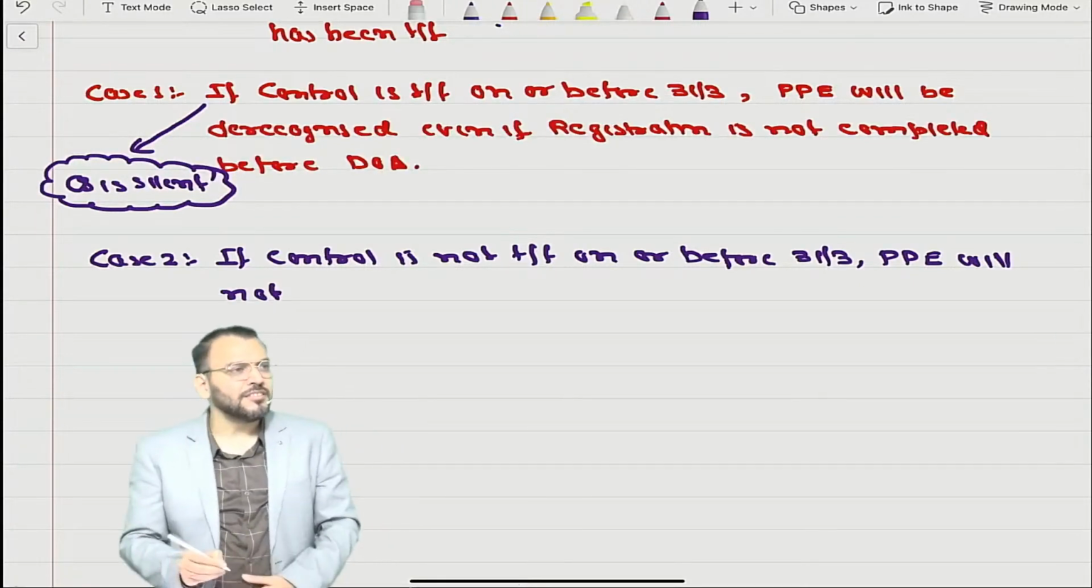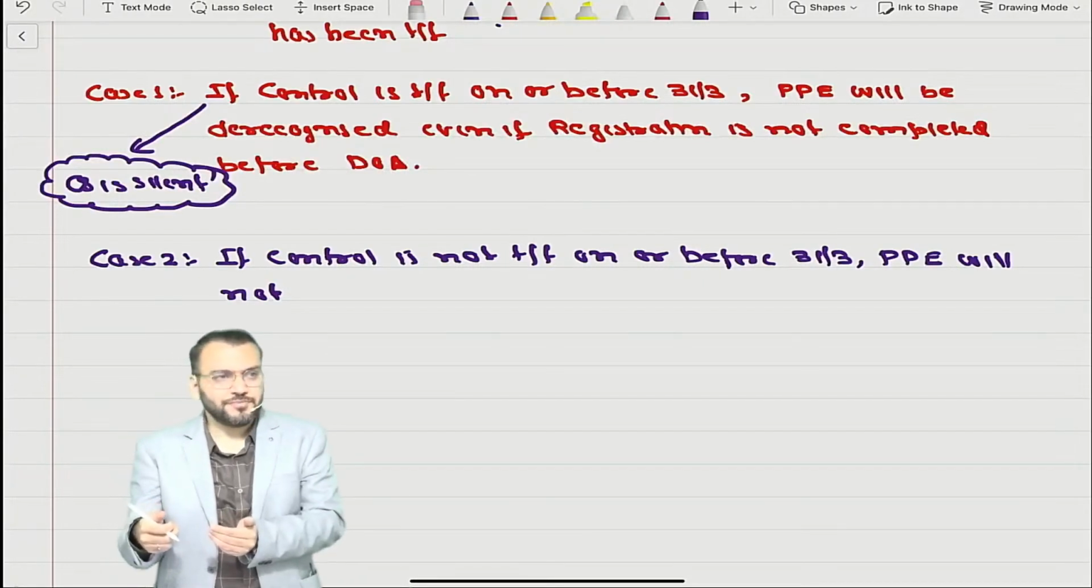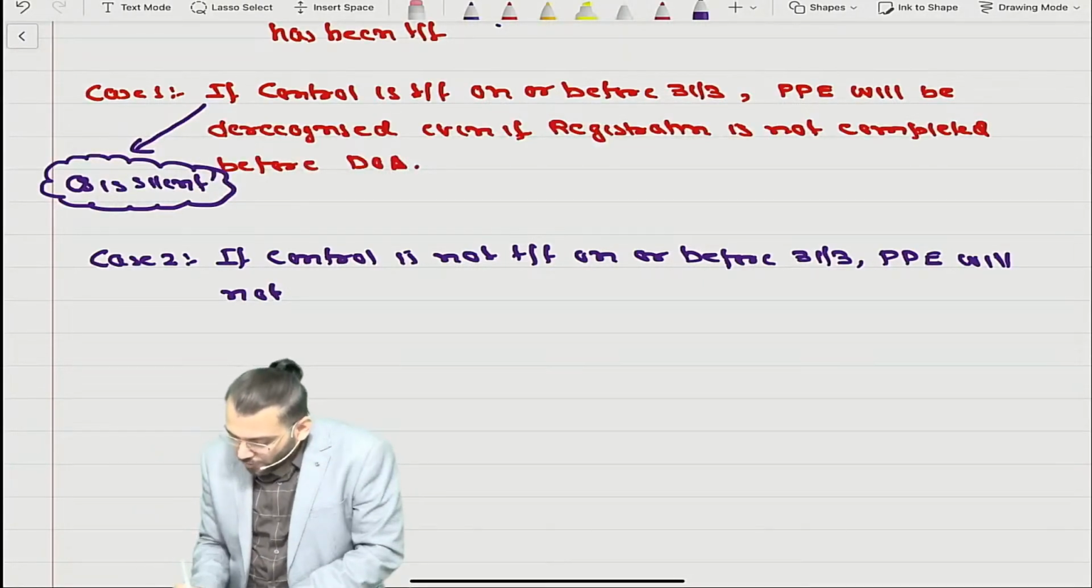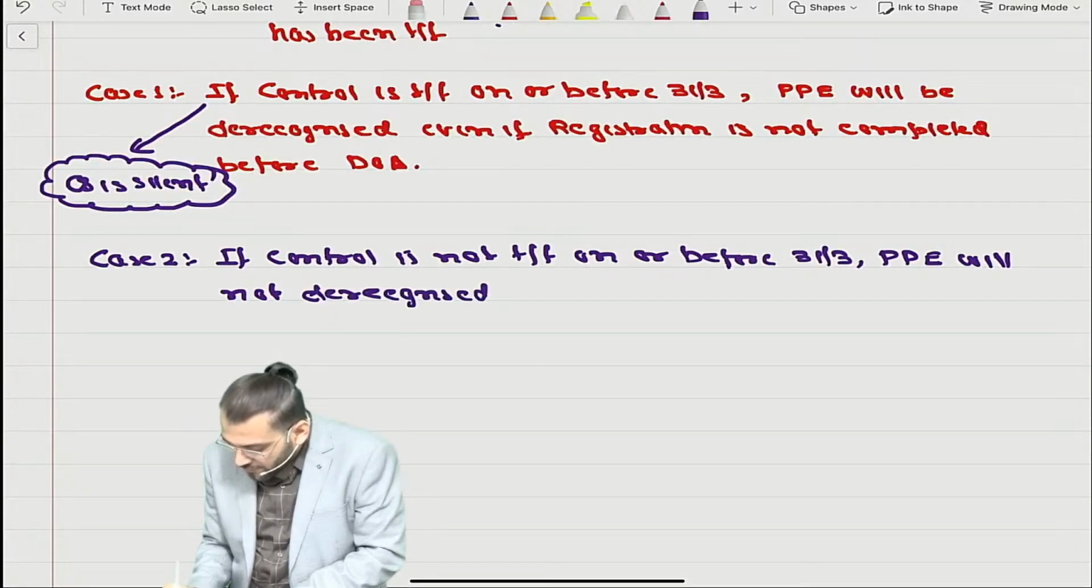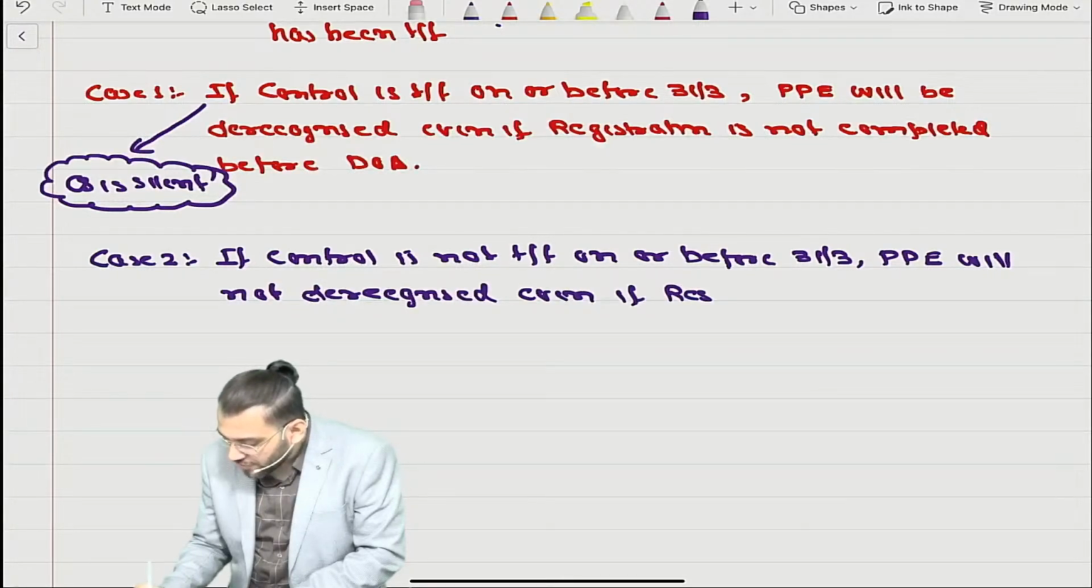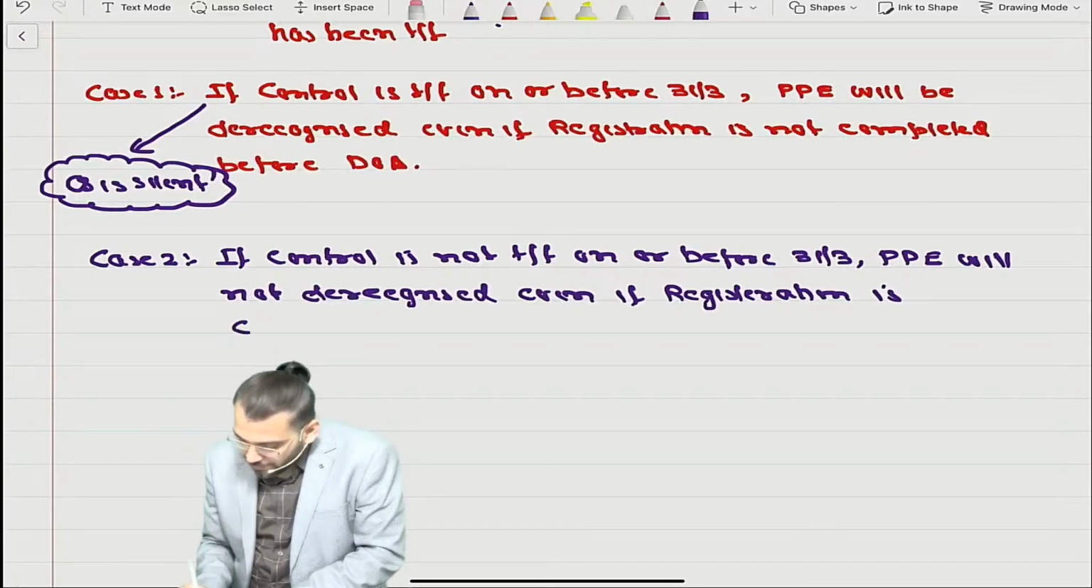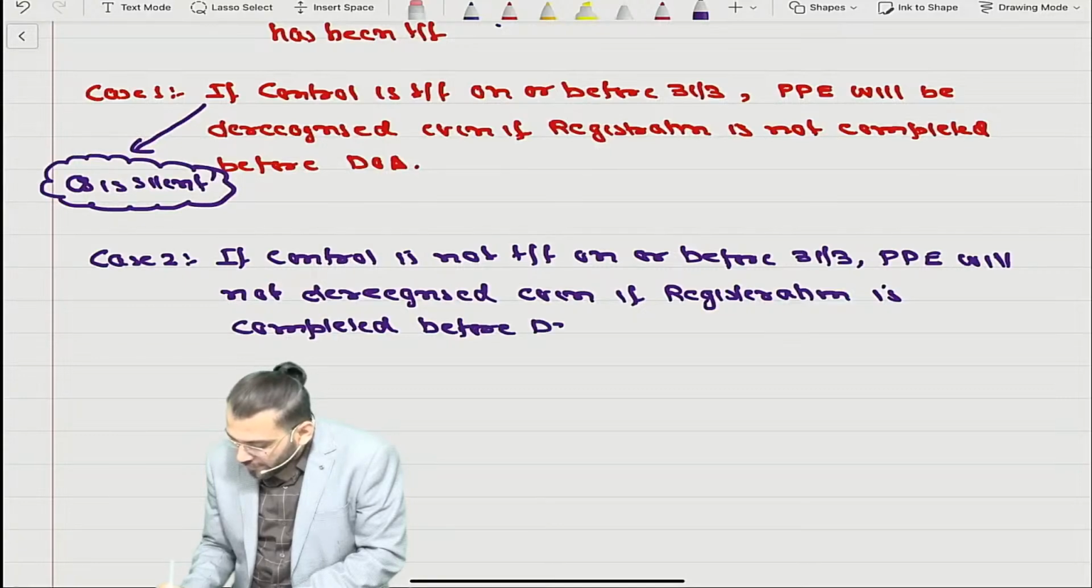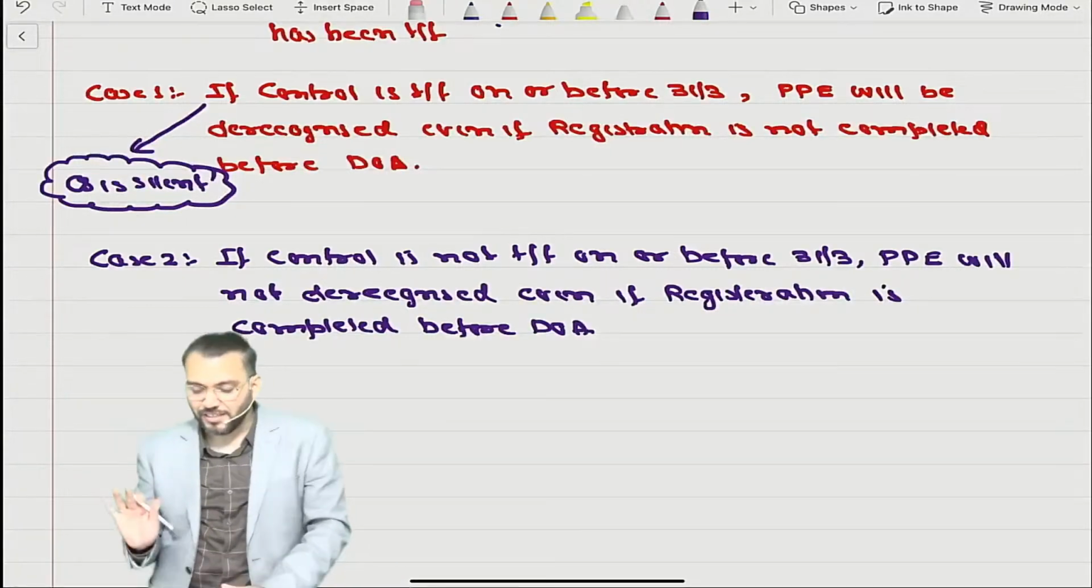De-recognized means what? Remove from balance sheet. Correct? PP will not be de-recognized even if registration is completed before the date of approval. This is the CA final answer.